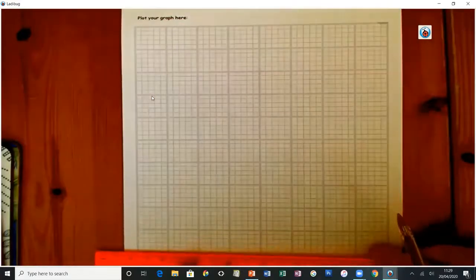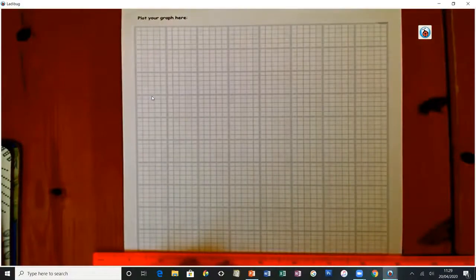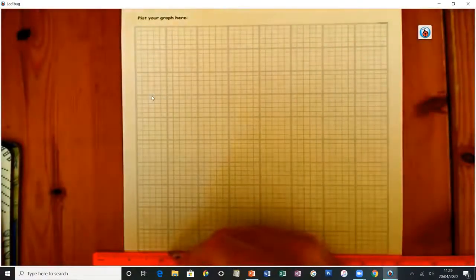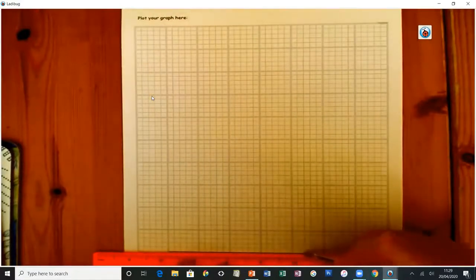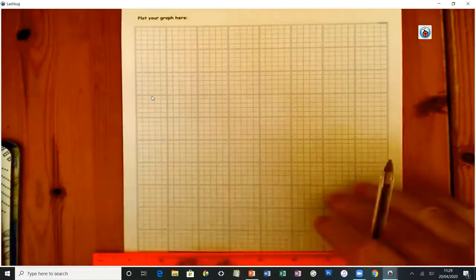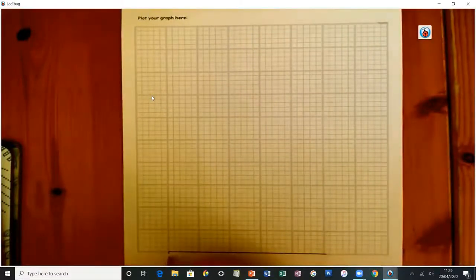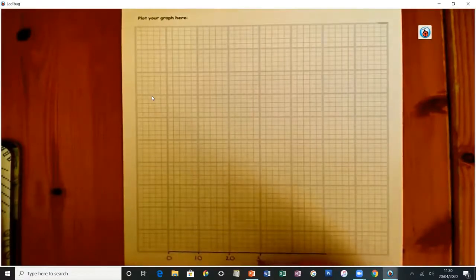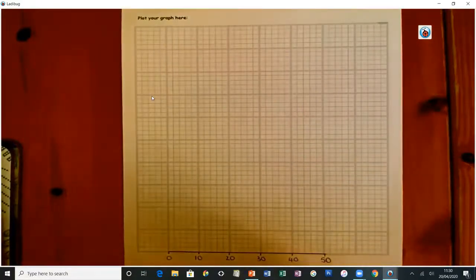So at the bottom is going to be distance. Now we've got 5 distances, so I'm going to go 5 large squares across. There's 1, 2, 3, 4, 5. Okay, so if I label this, so distance of 0, 10, 20, 30, 40, and 50. So this is our x-axis, and we need to label the axis.